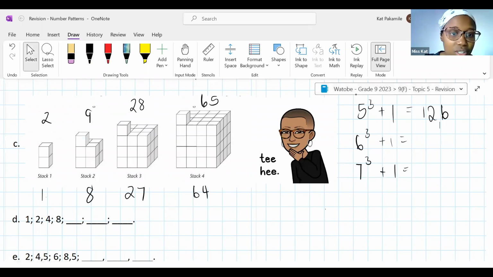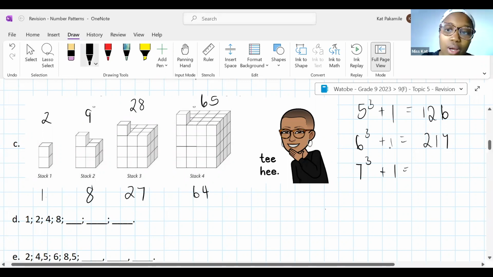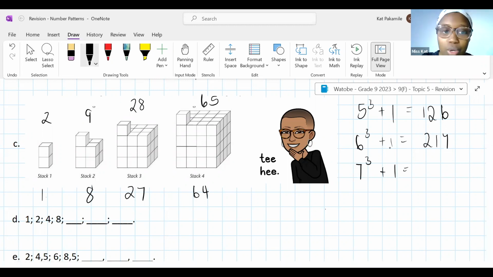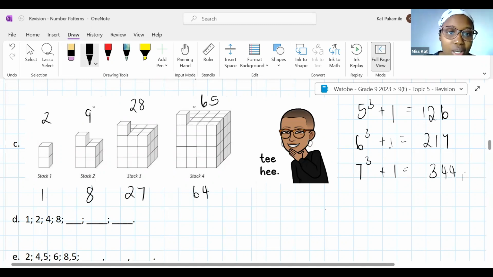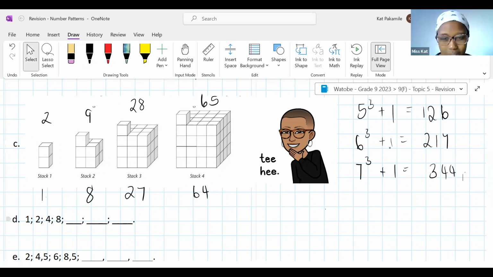Now everyone vanished. They're like, this is too much for me. 6 cubed plus 1, 217. So 6 cubed is 216. If we add 1, you're going to end up with 217. And the last one is 7 cubed plus 1, which is 344. Guys, I'm tricking you so you are untrickable when your teachers try to trick you.